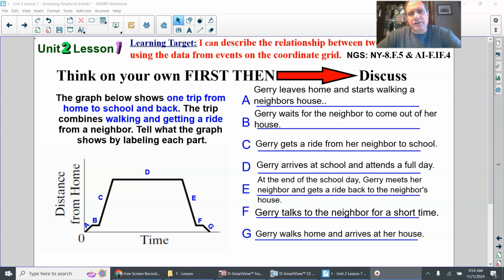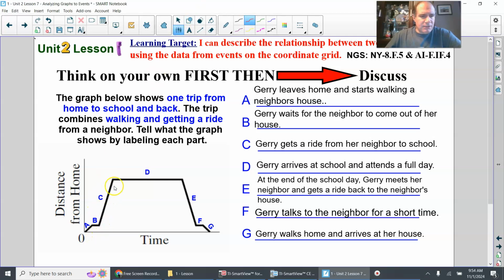A, you could see Jerry leaves home and starts walking to a neighbor's house. B, Jerry waits for the neighbor to come out of her house. Then C, Jerry gets a ride from the neighbor to school. That is a steeper line, so it's a drive. It's a ride from the neighbor in a car.